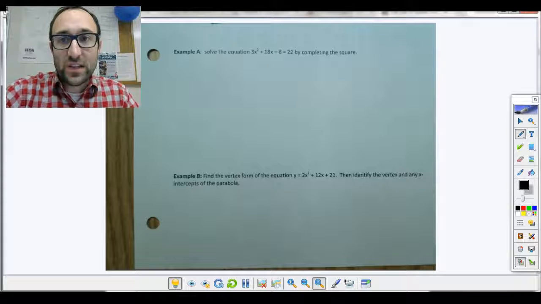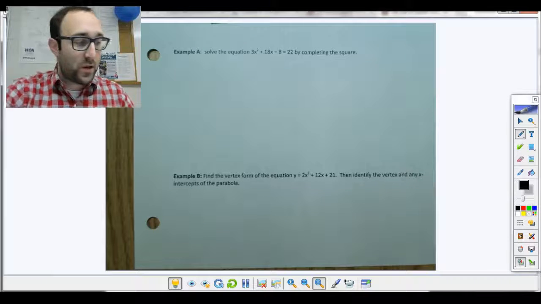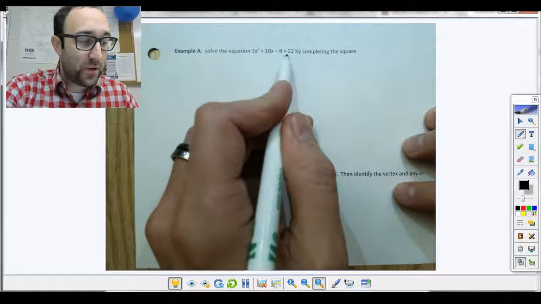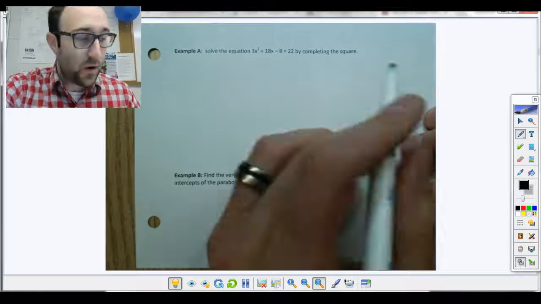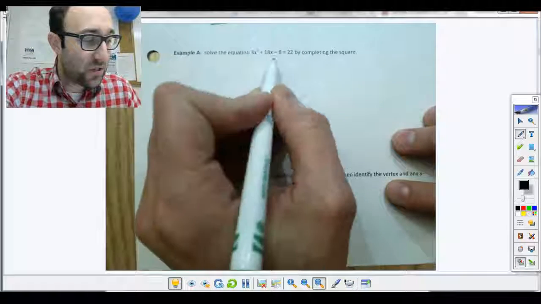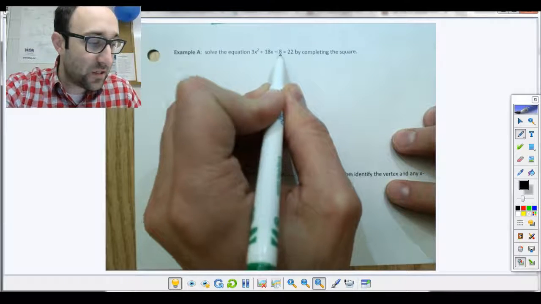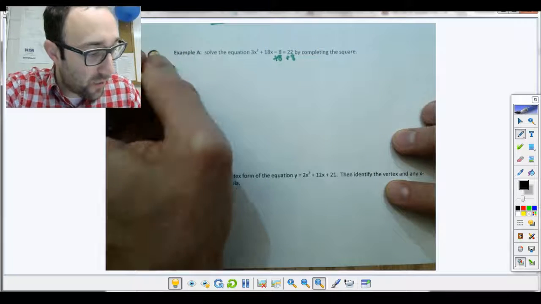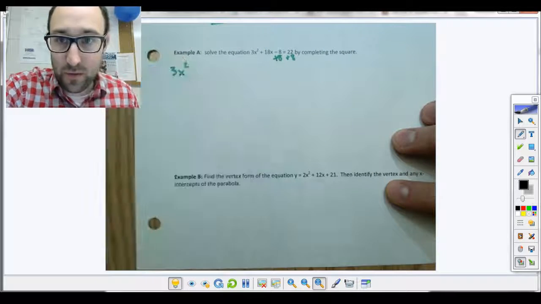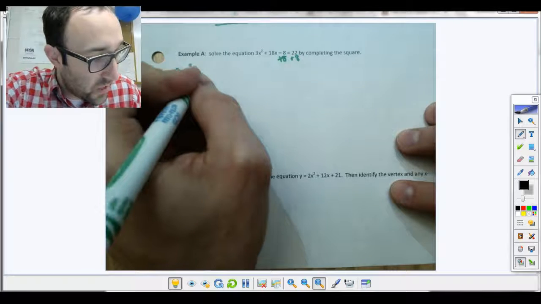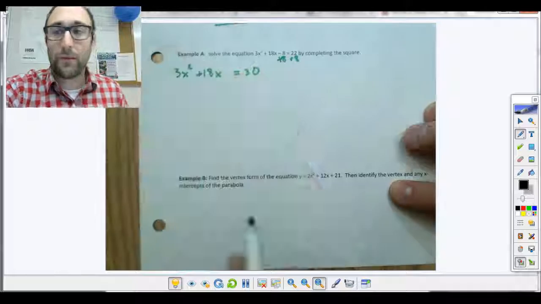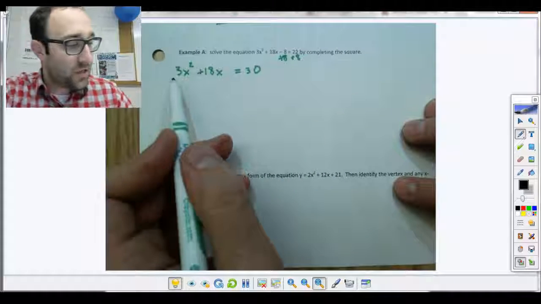Alright everyone, here is example A for completing the square, and it says solve the equation 3x squared plus 18x minus 8 equals 22 by completing the square. So what we're going to do is the first thing that we just did last time. We're going to get this constant term out of the way by adding 8 to both sides. So I end up with 3x squared plus 18x equals 30.